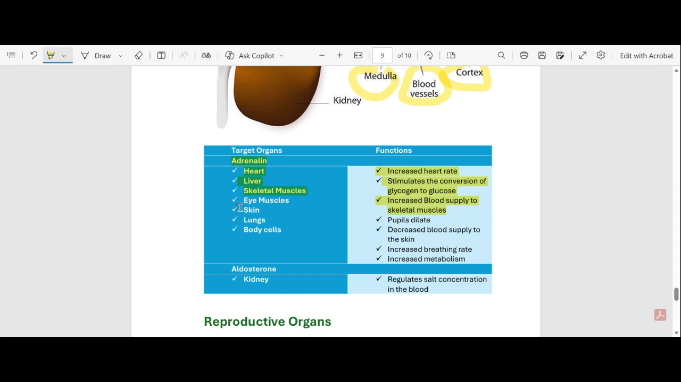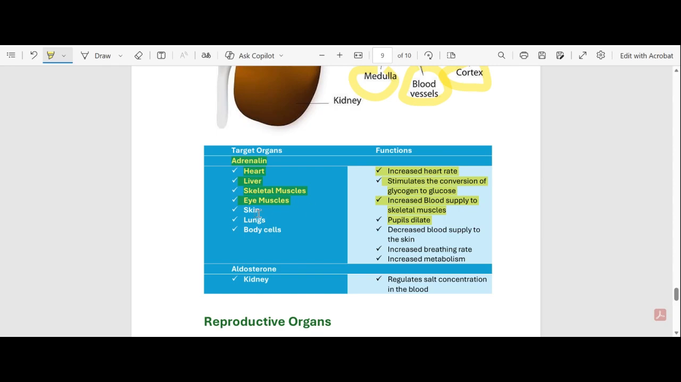What's the next organ it goes to? It goes to your eye muscles, right? What happens to your eye? So we did this in the eye, right? The pupil dilates. So it means that it becomes wider. Your pupil becomes wider because you need to see clearly whenever you're fighting, whenever you're running.